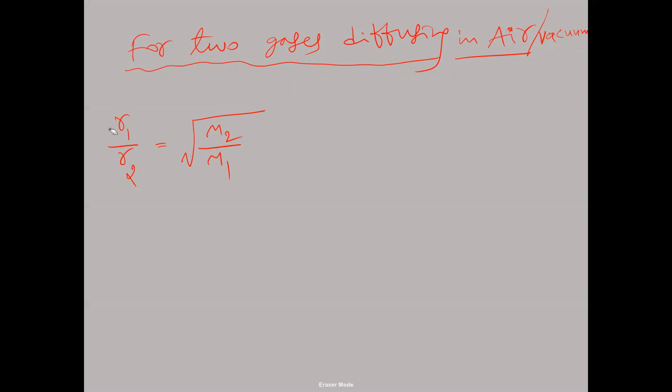Here R is the rate of diffusion: R1 is the rate of diffusion of the first gas, R2 is the rate of diffusion of the second gas. That equals under root M2 by M1, where M2 is the gram molecular weight of the second gas upon the gram molecular weight of the first gas. That equals under root D2 by D1, the square root of the density of the second gas upon the density of the first gas, which is also equal to the square root of VD2 upon VD1, that is, the vapor density of the second gas by the vapor density of the first gas.